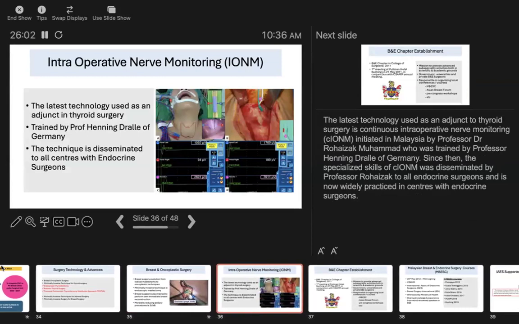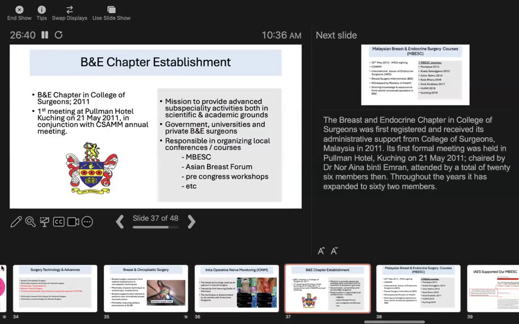The latest technology now used as an adjunct to thyroid surgery is continuous intraoperative monitoring, which was initiated in Malaysia by Professor Rohita. He has popularized this technique, and it was first trained by Professor Henning Gade from Germany. I think Miss Juliana, is it your center? Yes, Miss Juliana was previously with Professor Henning Gade in Germany. So I hope Miss Ju will promote the usage of intraoperative monitoring, and the technique should be disseminated to all centers with endocrine surgeries.